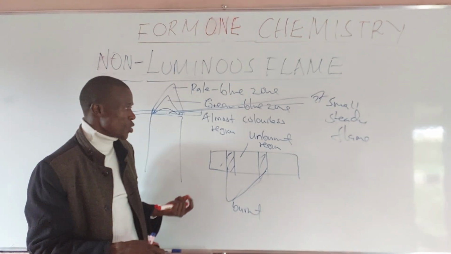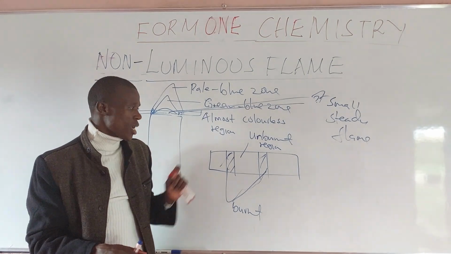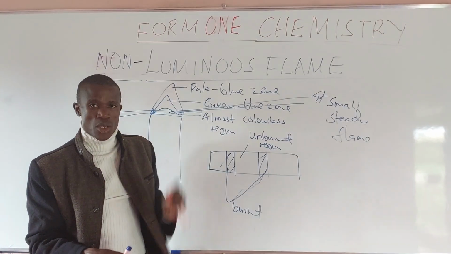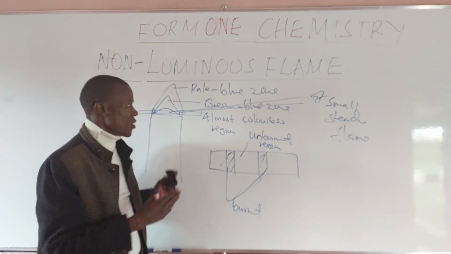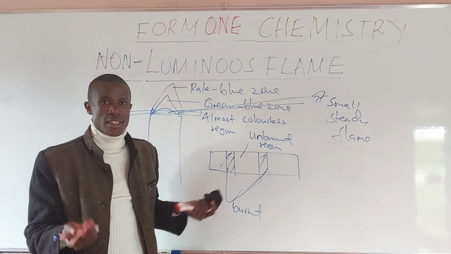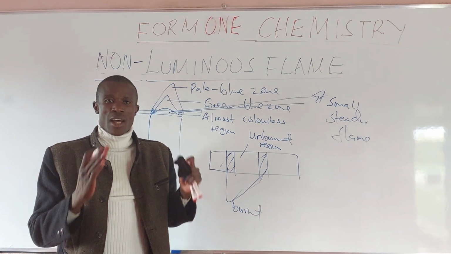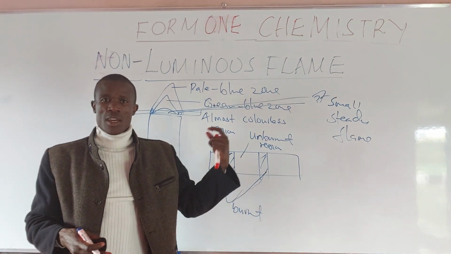Again, we can use a wooden splint which can be introduced into this region. The middle part becomes unburnt because it was in contact with the almost colorless region, a region of unburnt gas. The sides become burnt because they were in contact with the regions of burnt gases, and that is something that we need to appreciate. We have done the non-luminous flame, and we have also compared it with the luminous flame.